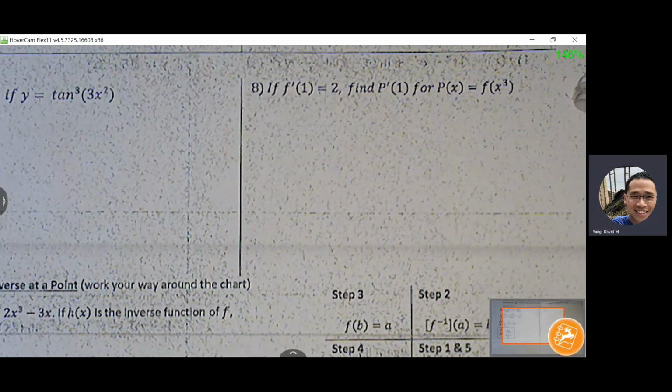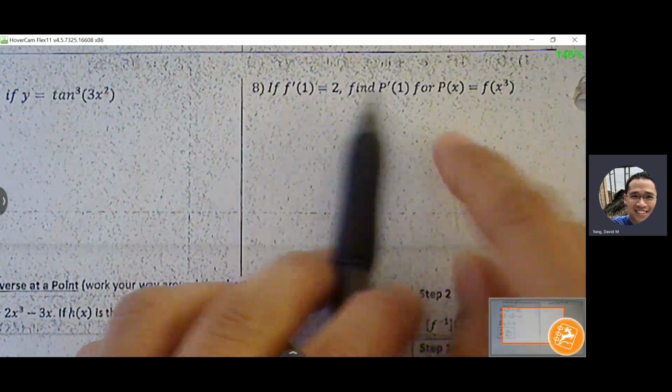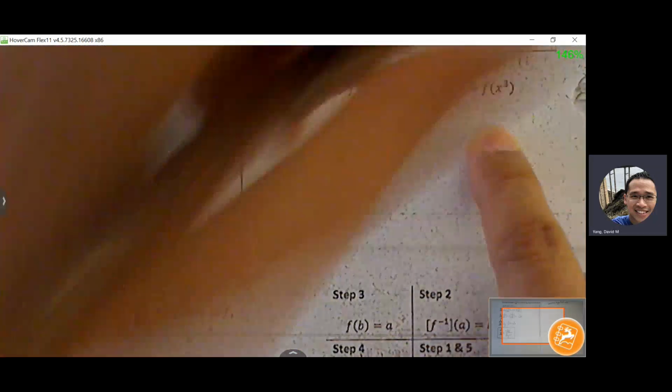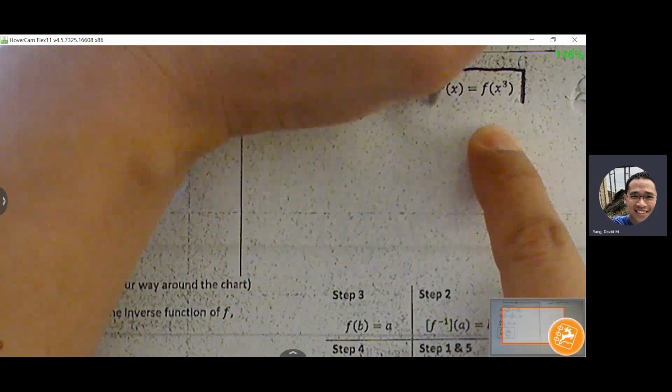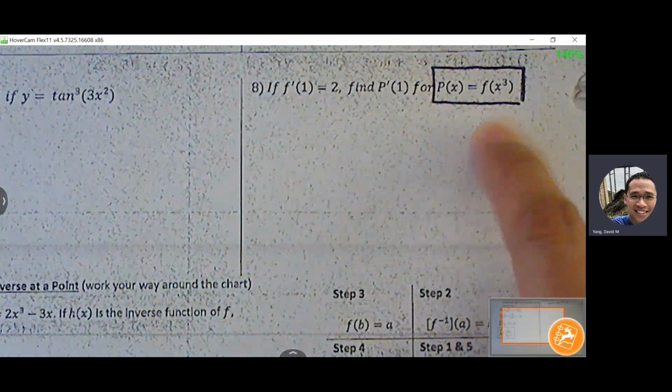So number 8, it says if f prime of 1 equals 2, find p prime of 1, where p of x equals f of x cubed. So this, we're going to start here. We're going to work our way to p prime of 1.